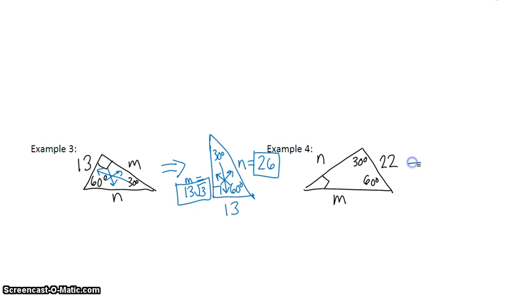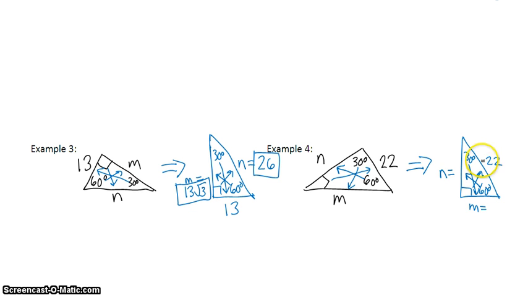In example 4, our triangle is not drawn to scale. So redraw that triangle to scale. Across from the 90 degree angle is 22. Across from our 30 degree angle is m, and across from our 60 degree angle is n.